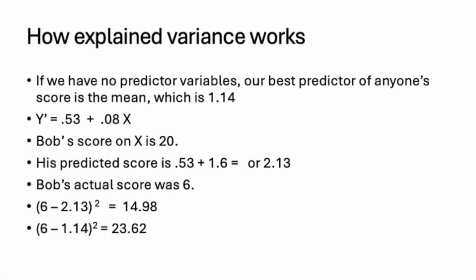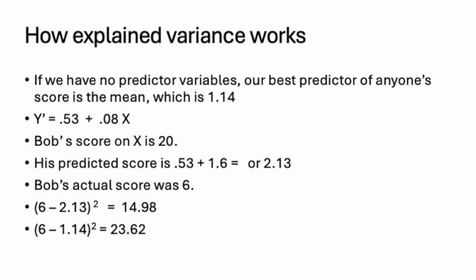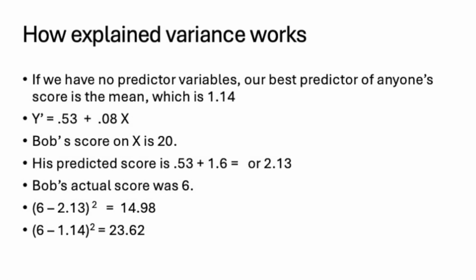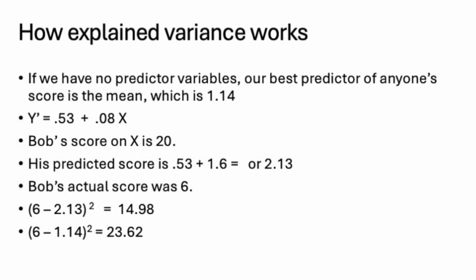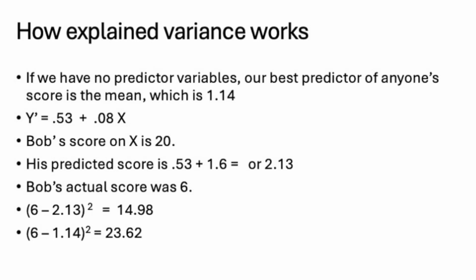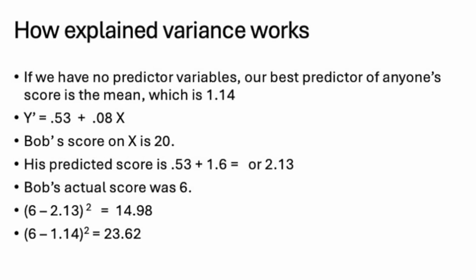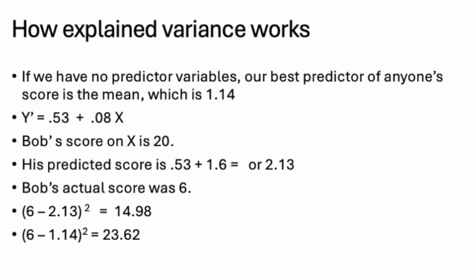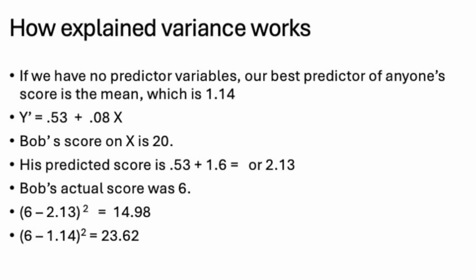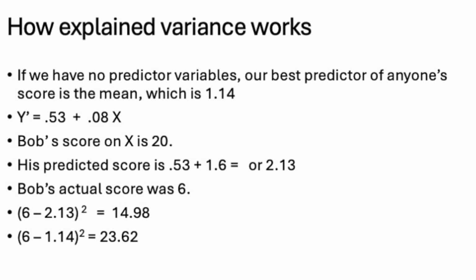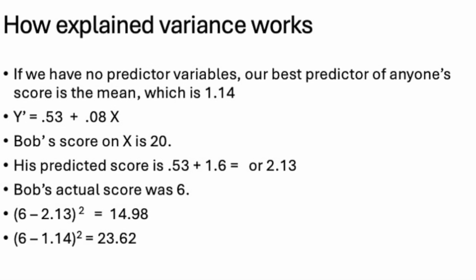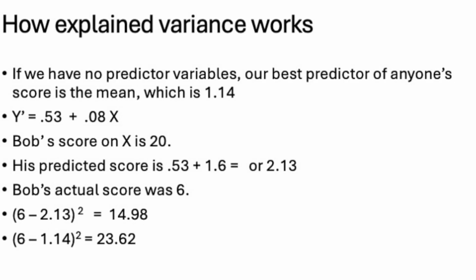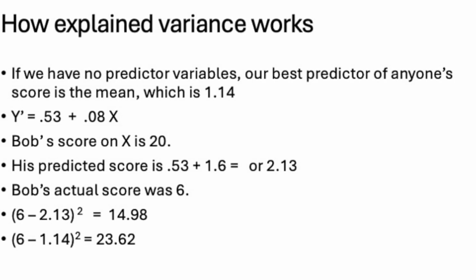Now, Bob's score is 20 here. He has gotten 20 grants in his career prior to that, and at his current institution right now, I would predict that he would have 0.53, this is a, plus 0.08 times 20, which would be 1.6, or 2.13 grants. Bob's actual score, the actual number of grants he had in his current institution, was 6. So 6 minus 2.13 squared equals 14.98.